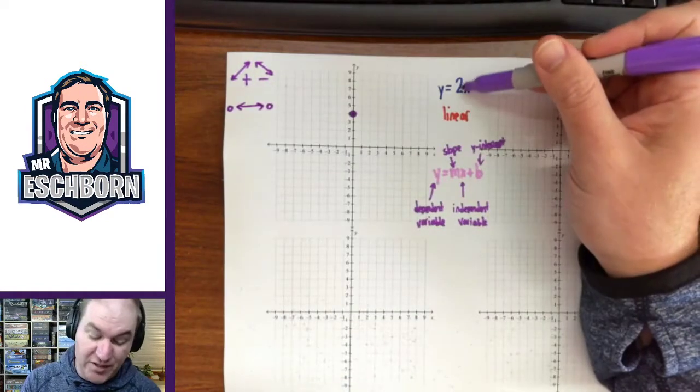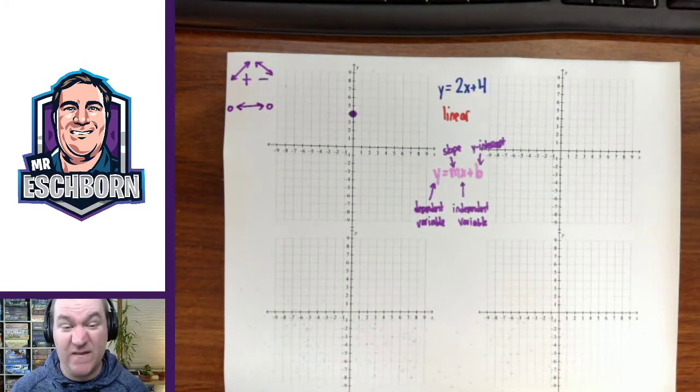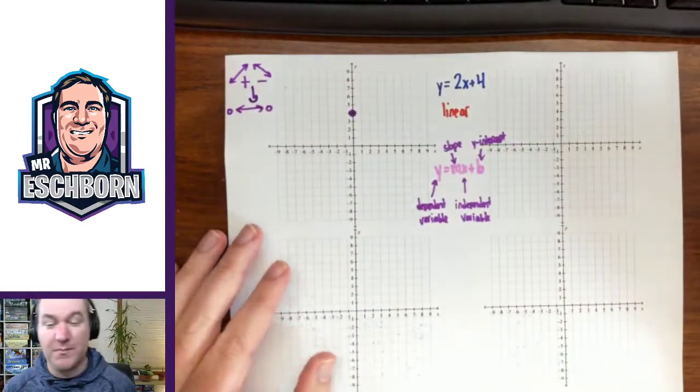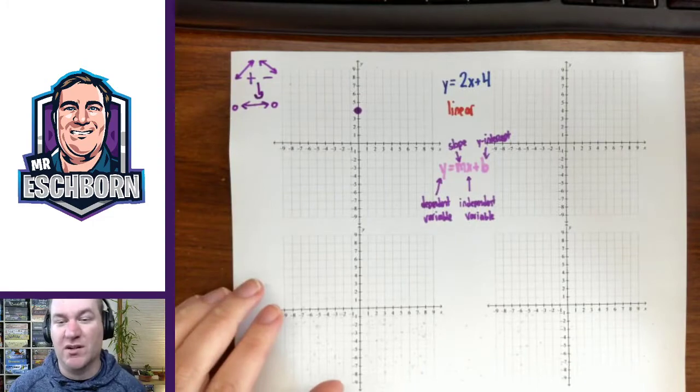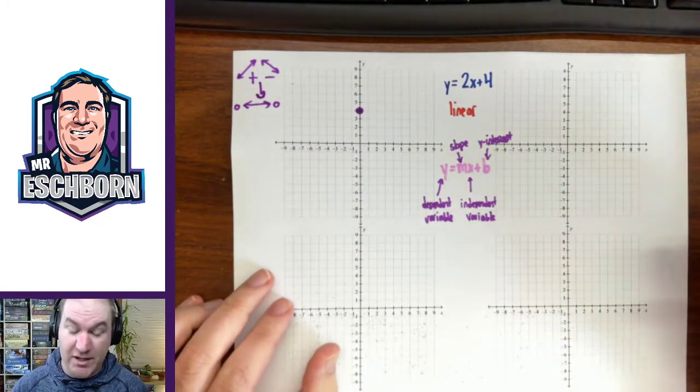And if this number here is the biggest number it could possibly be, an infinite number, we'll get to this later, but it has an infinite slope, and it will go up and down. It will be a completely vertical line. But we'll get back to that on another day.